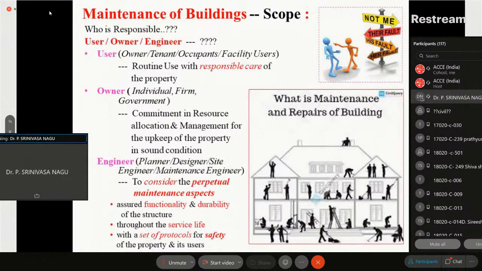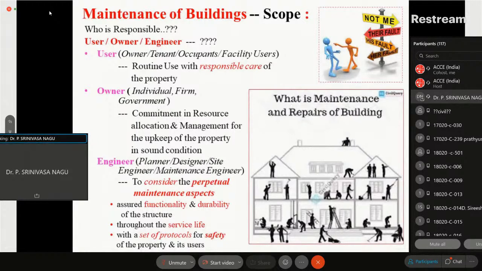If there is trouble regarding building maintenance, especially in apartments, generally the responsibilities are collective. The user may be an owner, tenant, occupant, or facility user if it is a common public one. There will be routine use, and maintenance is possible only if there is responsible care of the property by whoever is the occupant. As long as it is not troubling me, I don't bother; tomorrow it comes to us. That's the problem.